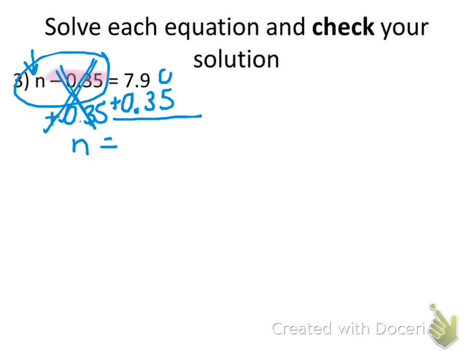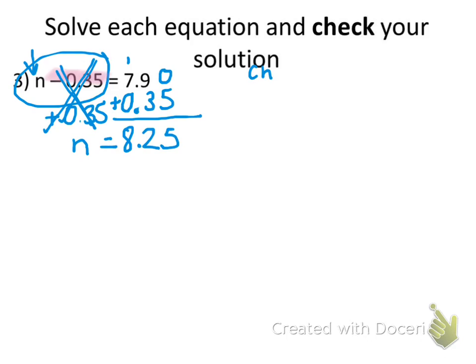I'll add a little 0 here, so 0 plus 5 is 5. 9 plus 3 is 12. And I'll put my decimal place back in there. 1 plus 7 is 8. So my answer is n is equal to 8 and 25 hundredths.